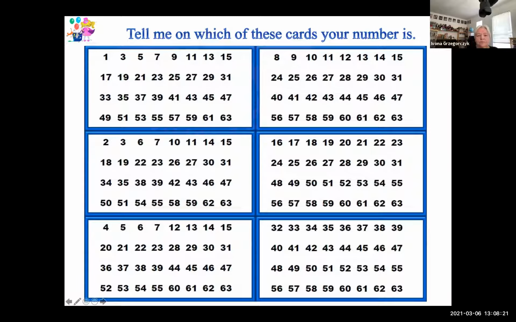Which card? The first one. Oh, this card. Is it here? Yes. Okay. Is this number on this card? No. Is this number on this card? No. Is this number on this card? No. Is this number on this card? Yes. Okay. Is this number on this card? No. So you have thought of number 17. Yes, correct. Okay.